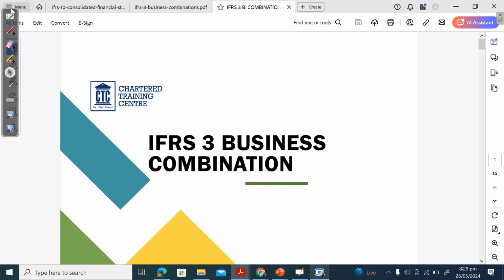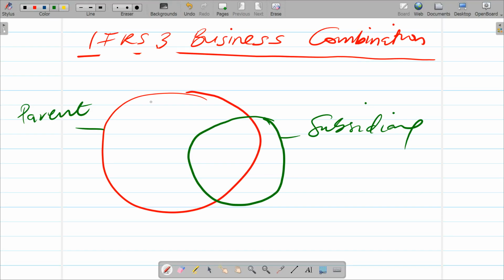I want to show you an illustration to help us understand the concept of business combination. I believe we can all see the screen. On the screen we have two circles, one red circle and one green circle. The red circle represents the parent and the green circle represents the subsidiary. This illustration reminds us of the Venn diagram we did way back in school.